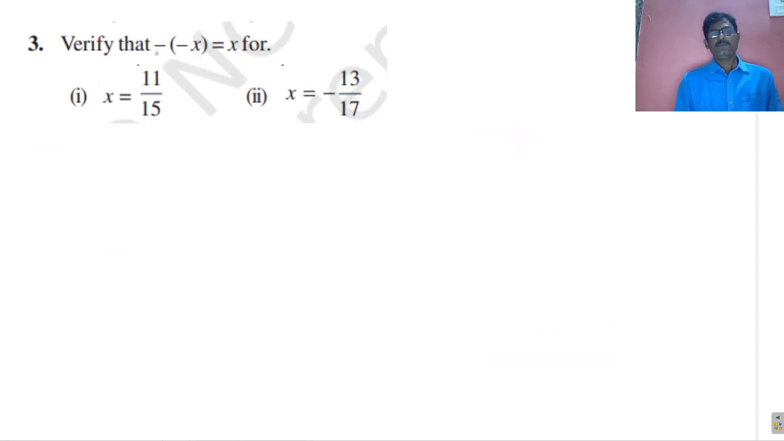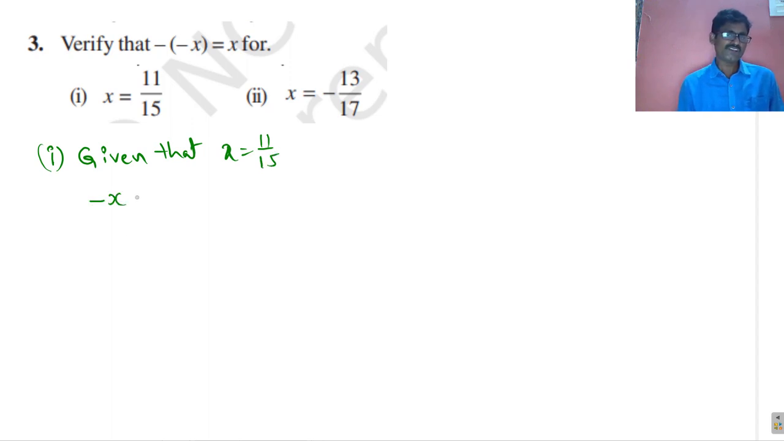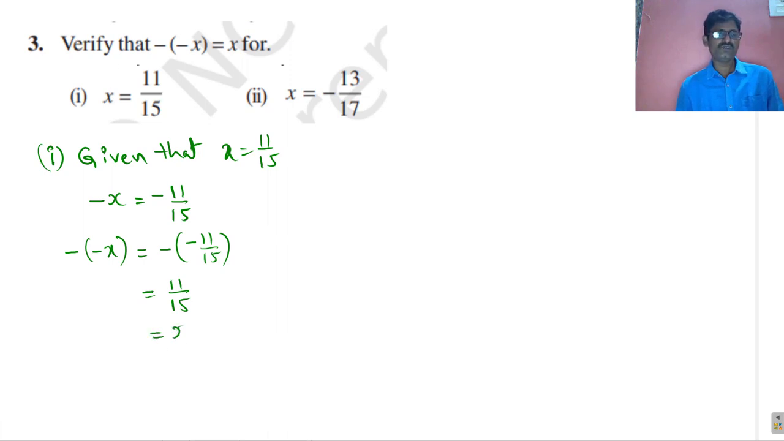Verify that minus of minus x equal to x. So first let us take first one. Given that x equal to 11 by 15. First let us find out minus x, which is equal to minus 11 by 15. Then minus of minus x equal to minus of minus 11 by 15. Minus of minus means plus. So this is equal to 11 by 15, that is actually the value of x. So we can write this is equal to x. So we can conclude minus of minus x equal to x in this case.